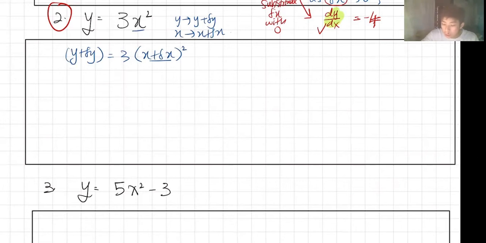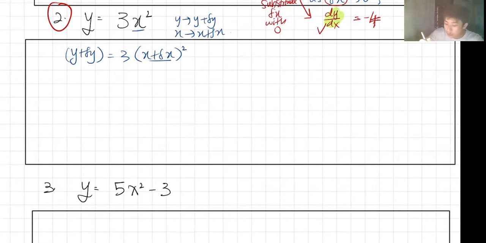This must be the same. Okay, you don't say, oh, let me do something like this: y plus delta y equals 3, oh, I don't know what to do, x squared plus delta x. No, it's wrong. What I want you to do is basically replace the whole x with x plus delta x. That's the idea of first principle.